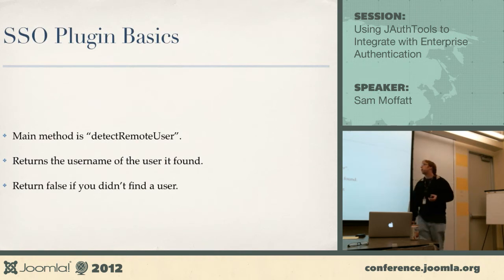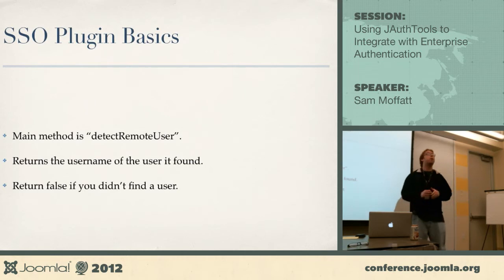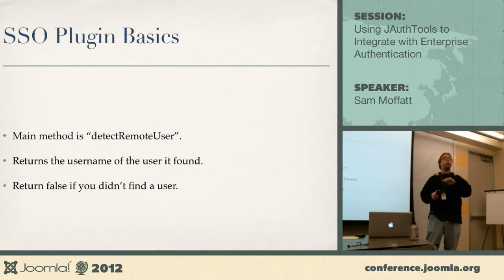So an SSO plugin is actually really simple. We have a detect remote user function. This returns the username of your user and returns false if you don't find the user. Now for the IP address based one, which I'll show you shortly, it's very simple. If the IP address is in the list, this is this user. Some of the other ones are slightly more complicated, but fundamentally the same basic principle is that you need to work out what the username is.